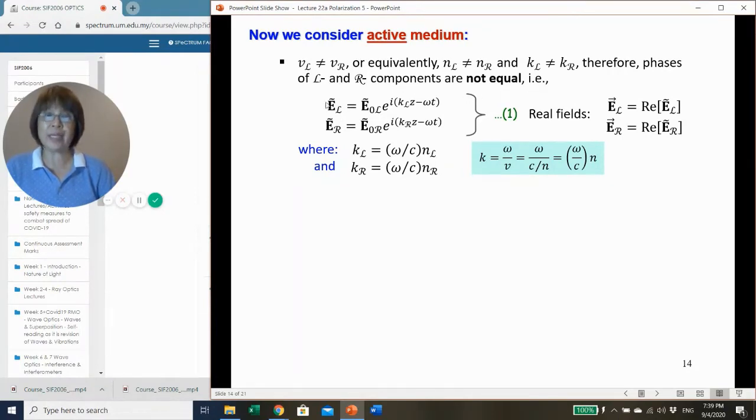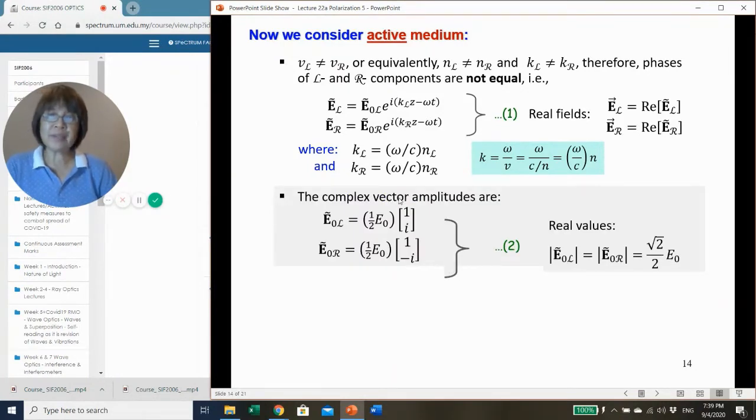And here we write the complex amplitude for the left circularly polarized light. Here is the amplitude of the component, and here is the time function. And this one relates to the right-handed circularly polarized light. You'll find that KL can be written as omega over C multiplied by NL, and KR as omega over C multiplied by NR. The real fields are just the real part of this expression.